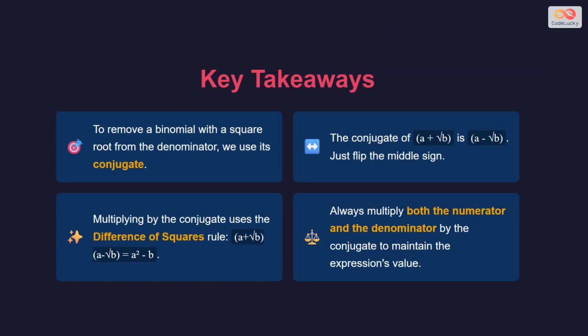So, let's recap the main points. To rationalize a binomial denominator with a radical, you multiply by its conjugate. The conjugate is found by simply flipping the sign between the two terms. This works because it creates a difference of squares, which eliminates the radical. And always remember to multiply both the numerator and the denominator by the conjugate. With these steps, you can confidently rationalize any binomial denominator.